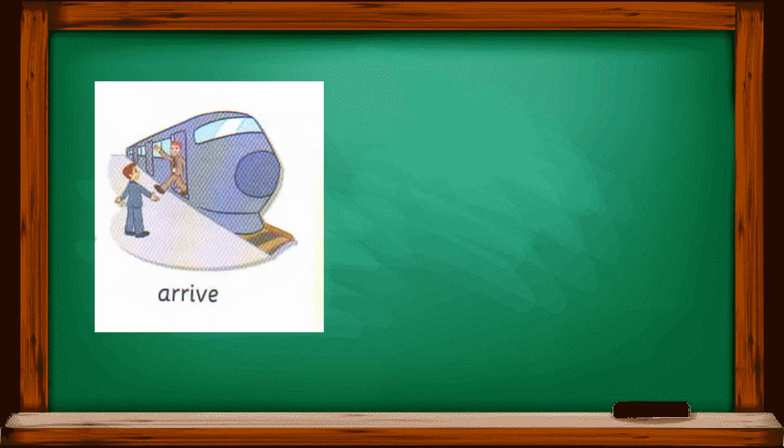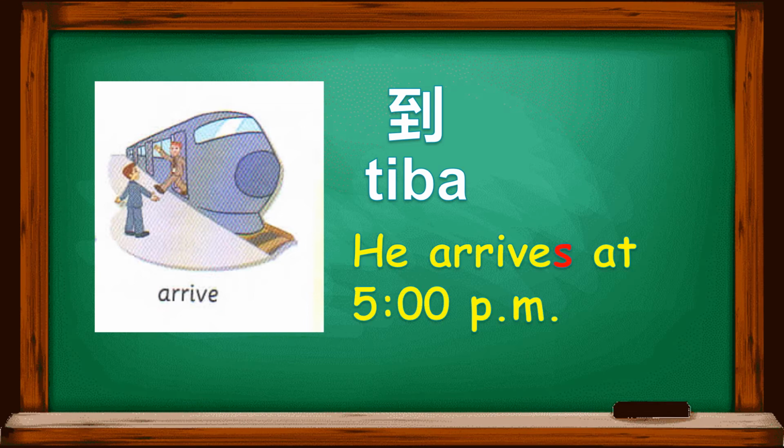Arrive. Arrive. Tiba. Okay. Arrive, tiba di satu tempat. For example, he arrives at 5 p.m. Kerana satu orang, one person, your action word plus S behind, cause it's only one person.